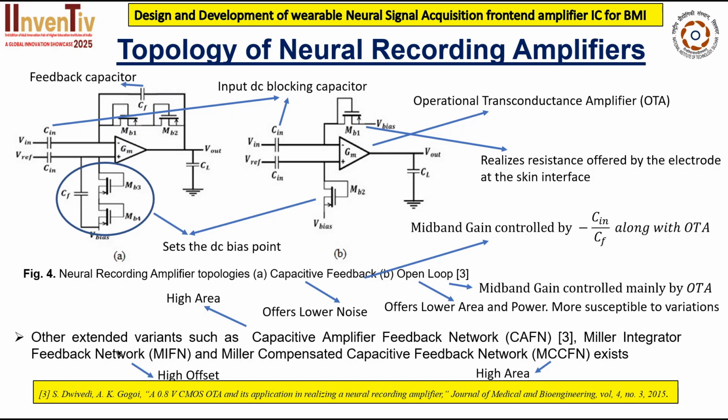Other topologies exist: the CAFN topology, which consumes high area, the Miller integrated feedback network MIFN, and the Miller compensated capacitive feedback network MCCFN. All these topologies have some disadvantages. One has high offset, that is MIFN, and MCCFN consumes high area. So considering all these scenarios, we have selected the capacitive feedback topology for our design along with the open loop design.